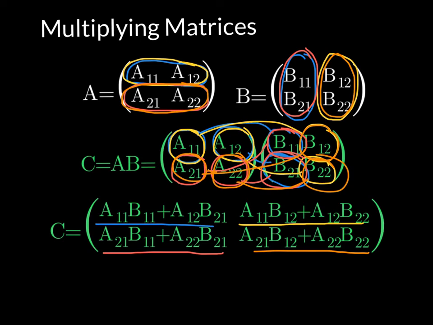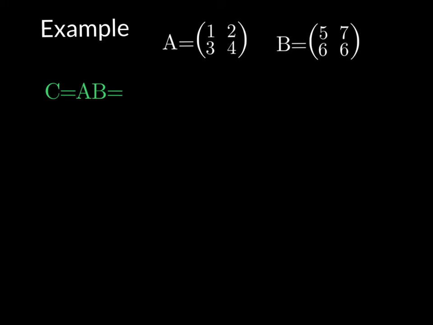It does look a little bit complicated at first glance, but once you get to know it, it does become quite straightforward. So let's take a look at an example. In this example, we want to multiply the 2 by 2 matrix A by the 2 by 2 matrix B. So the resultant matrix C will also be a 2 by 2 matrix. So we have matrix A, which is 1, 2, 3, 4, and that's multiplied by matrix B, which is 5, 7, 6, 6.